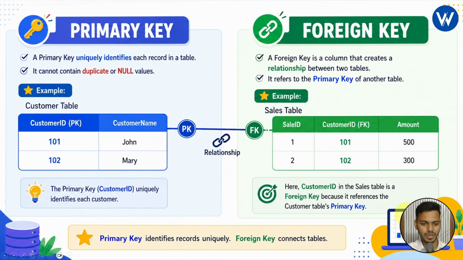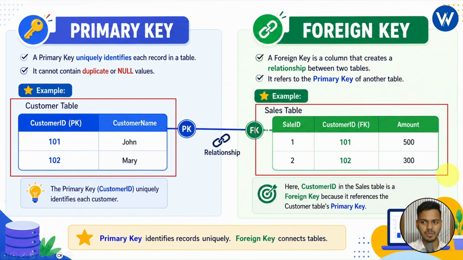Let's take an example. As I already told you, these are the two tables, the customer table and the sales table. The customer table contains a primary key, which is customer ID, and the sales table contains customer ID, which is a foreign key. A foreign key refers to the primary key of another table. With the help of these two columns we can build a relationship between the tables, and we will see this practically, then you will understand in more detail.